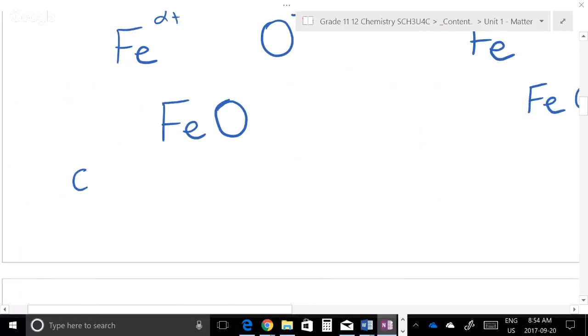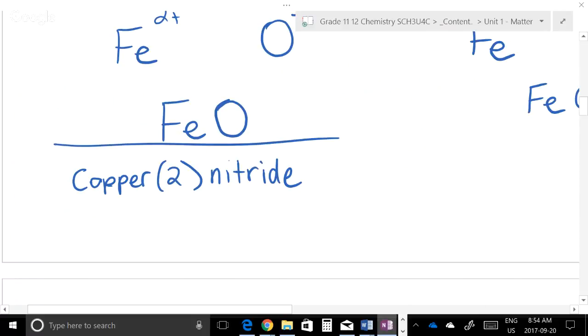Let's try a couple more. Let's try copper. Which one do we want? What are my options here? Look at the table. 1 or 2, right? Which one do we want to use? All right, and somebody said sulfide. I don't want to use sulfide this time, actually. Nothing wrong with sulfide. It's a perfectly cromulent option, but I want to say nitride. Copper 2 nitride. This one's a little trickier, and tricky is good. That's how we learn.